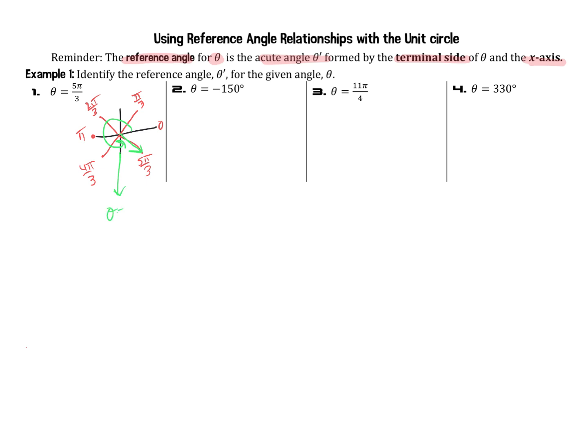So the angle that we're talking about, 5 pi over 3, is here. Theta equals 5 pi over 3. The reference angle is going to be this angle here. How many more pi over 3s do I need to get to the axes? I need 1 pi over 3. So the reference angle is going to be pi over 3.